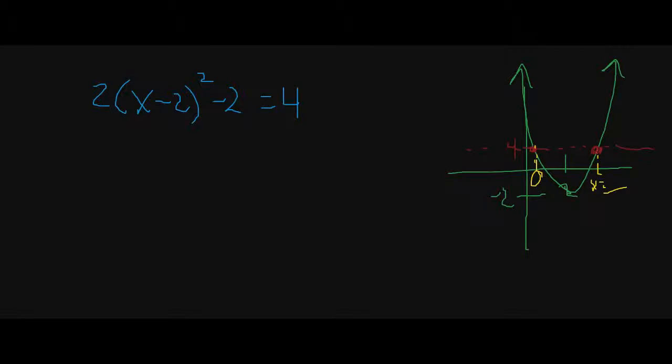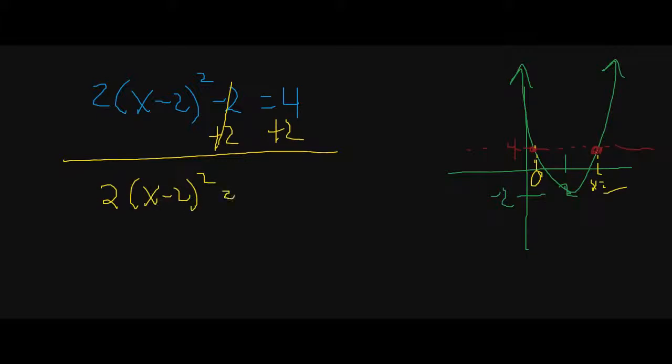Let's go to our function and solve this. One of the first things we want to do is get rid of any addition or subtraction first. So we're going to add 2 to both sides, and we get 2 times (x minus 2) squared is equal to 6. The next step is we're going to divide both sides by 2, and we get (x minus 2) squared is equal to 3.